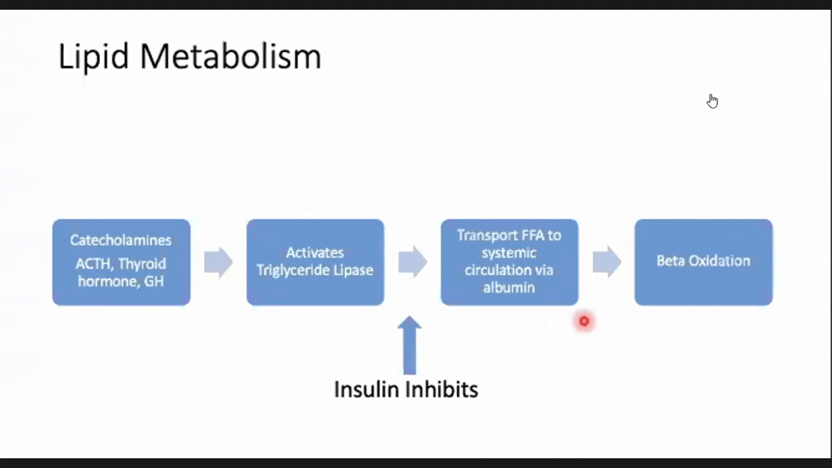This is an illustration of lipid metabolism. So with the help of your catecholamines, ACTH, thyroid hormone, and growth hormone, there will be activation of your triglyceride lipase or lipoprotein lipase. Through that, there will be transport of your free fatty acids via albumin, which will now commence beta oxidation to provide the body with more energy.